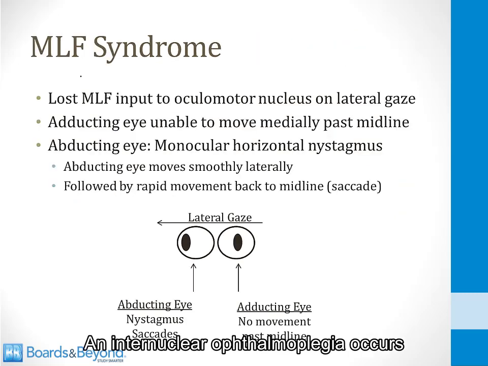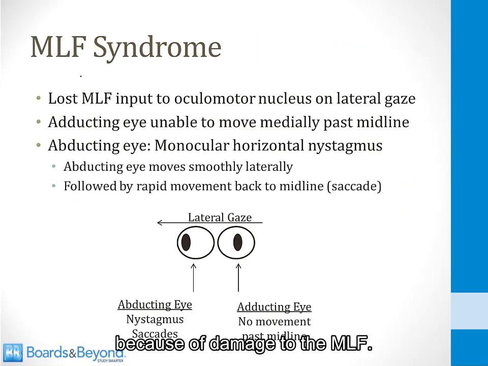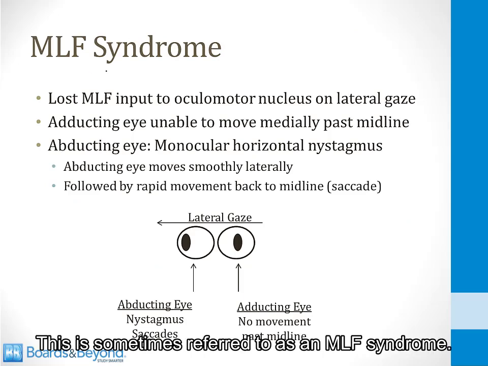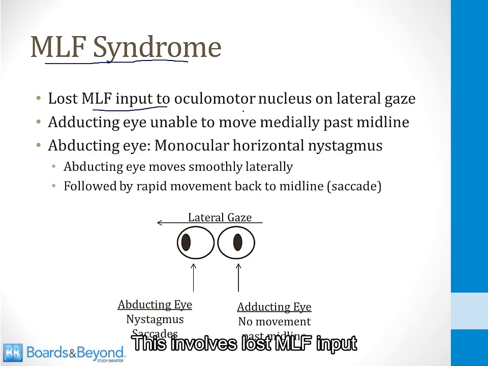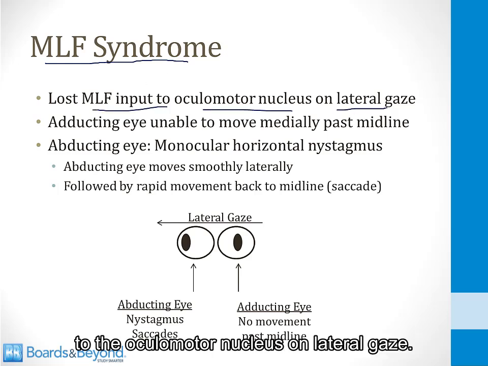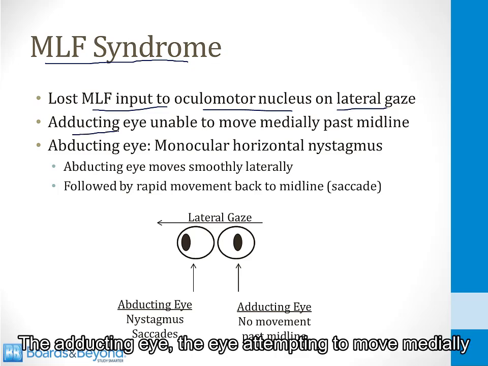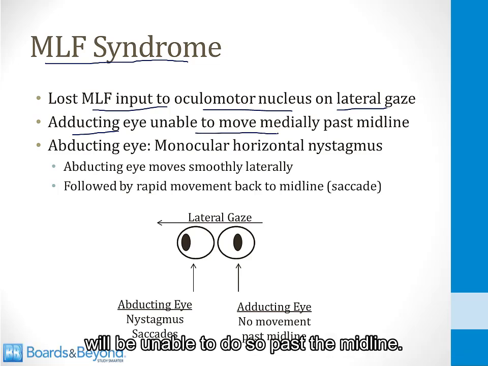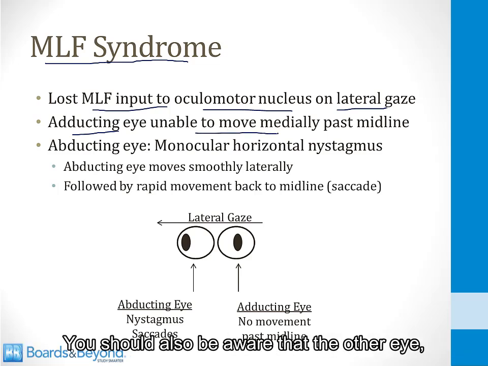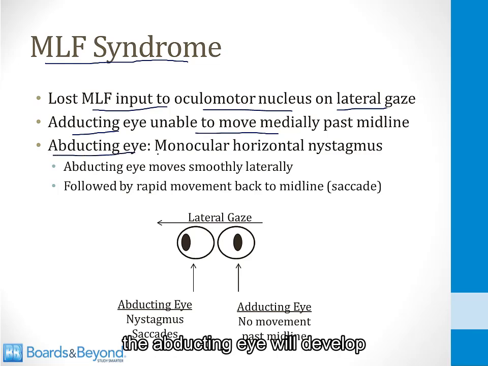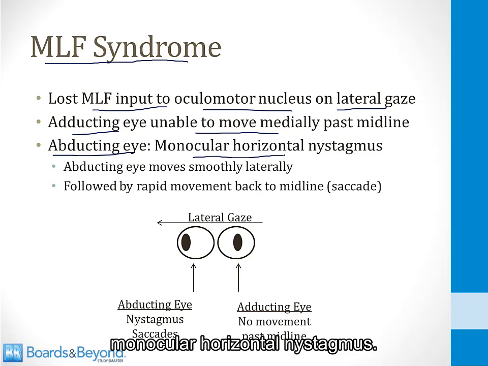An internuclear ophthalmoplegia occurs because of damage to the MLF. This is sometimes referred to as an MLF syndrome. This involves lost MLF input to the oculomotor nucleus on lateral gaze. The adducting eye, the eye attempting to move medially, will be unable to do so past the midline. You should also be aware that the other eye, the abducting eye, will develop monocular horizontal nystagmus.